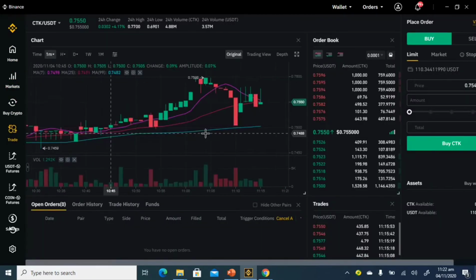Okay, I think this is fast enough. So, for example, this is the chart. Like I told you, this is the CTK USDT pair. It's supposed to come up, so I'm just selecting a pair to show you. But then let me keep introducing the platform to you.